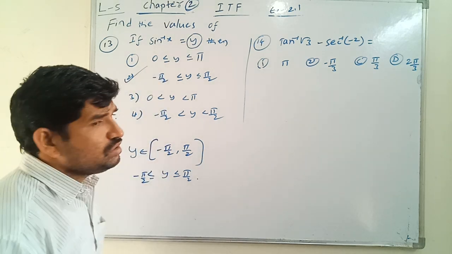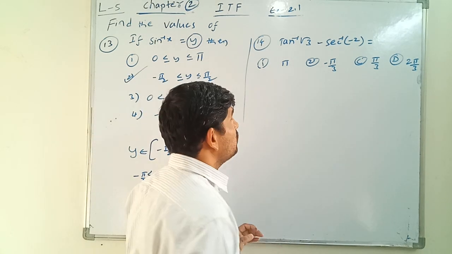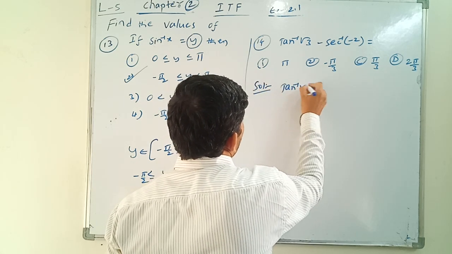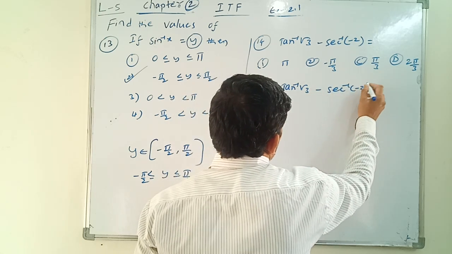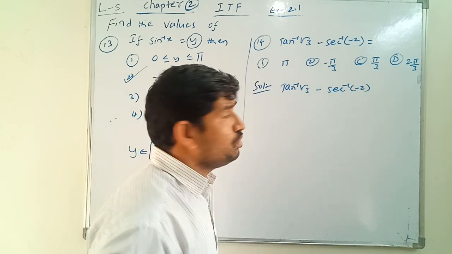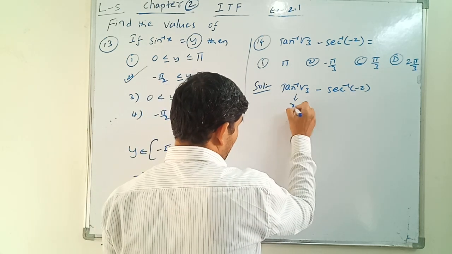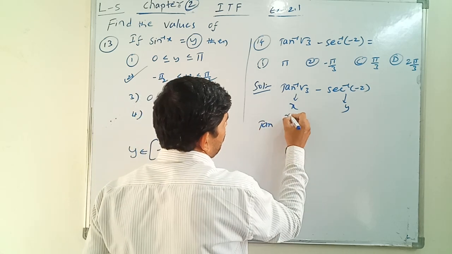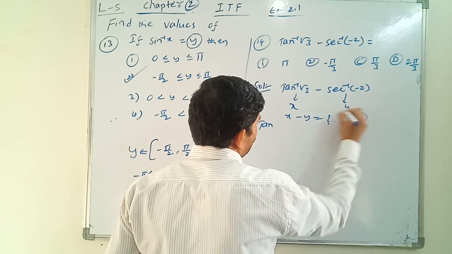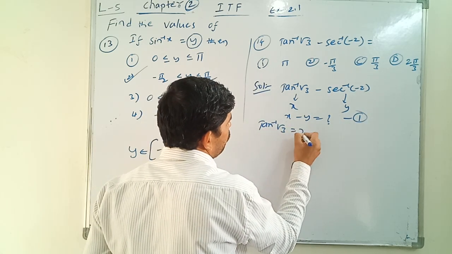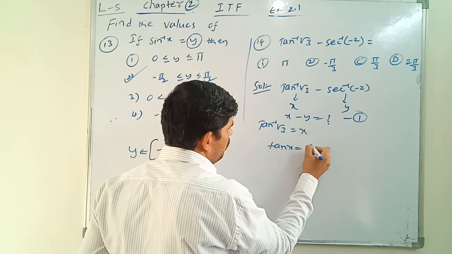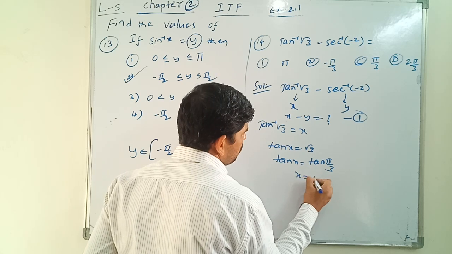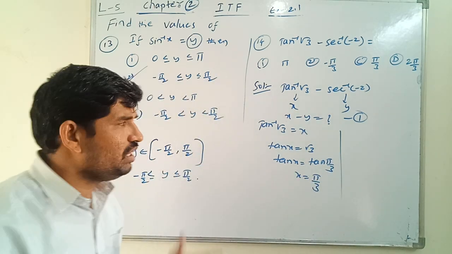Now see question number 14. This is the last question in this exercise. Tan inverse root 3 is there, and one more value is secant inverse of minus 2. For tan inverse root 3, I will write x, and for the other, y. So tan inverse root 3 is equal to x, that is, tan x is equal to root 3. We already know that root 3 is nothing but tan pi by 3. We got the x value is pi by 3. Completed. These are very simple questions.